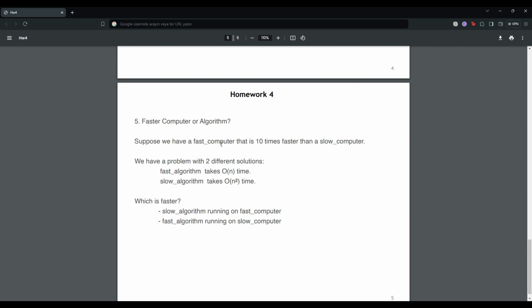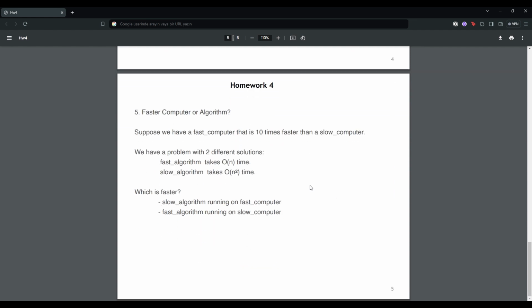The reason for this is that the time complexity difference between O(n) and O(n^2) outweighs the effect of the computer speed difference. Even though the slow computer is slower, the improvement gained from using a more efficient algorithm is greater. So the difference between the hardware won't affect us so much.